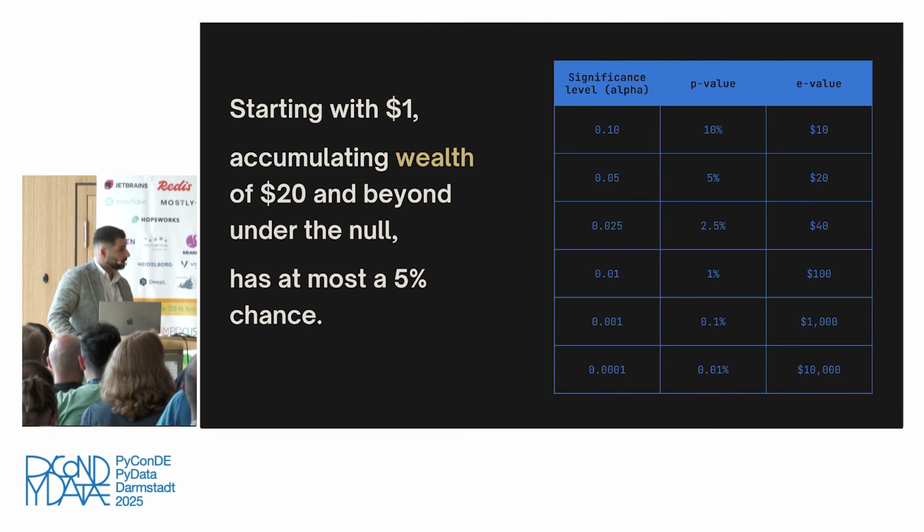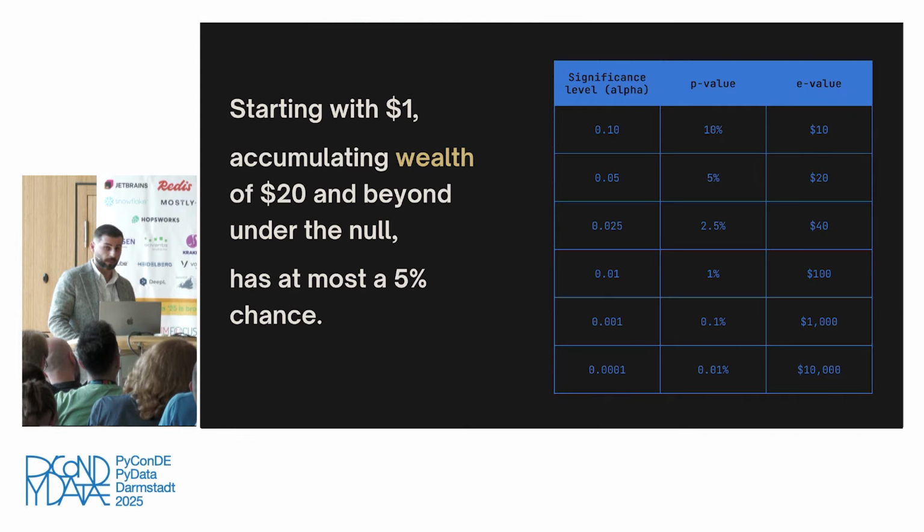But here are some representations between p-values and e-values. If you start with an alpha of 0.1, which is a p-value of 10%, the e-value in money terms would be $10. So that means if you start with $1, to reject your null, you have to cross $10 under the null. If you move on and you say, I want an alpha of 1%, that's fine. But then that means you have to accumulate wealth above $100.